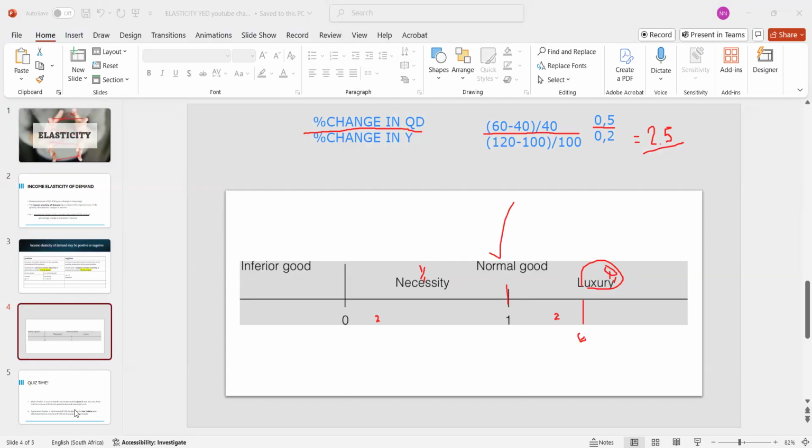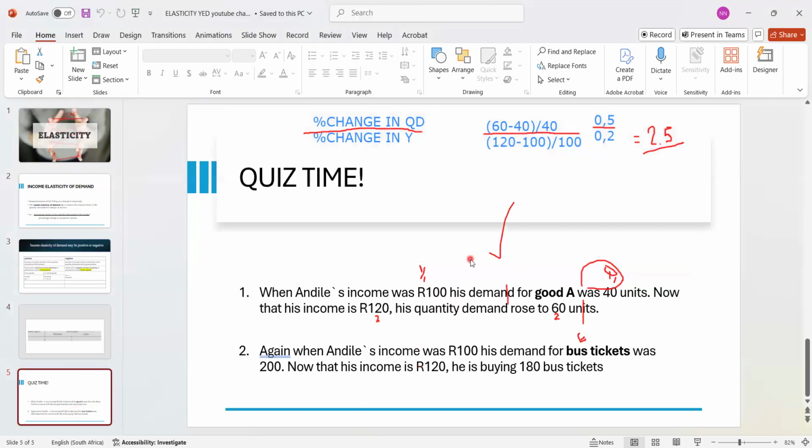Then you come here, you do the second question. So they say here, again, Andile's income was 100 rand and the demand for the bus was 200. So the income was 100 rand, this is going to be Y1. And his demand for the bus was 200, so this is going to be Q1. Now that his income is 120, this is Y2. He is buying 180 tickets.